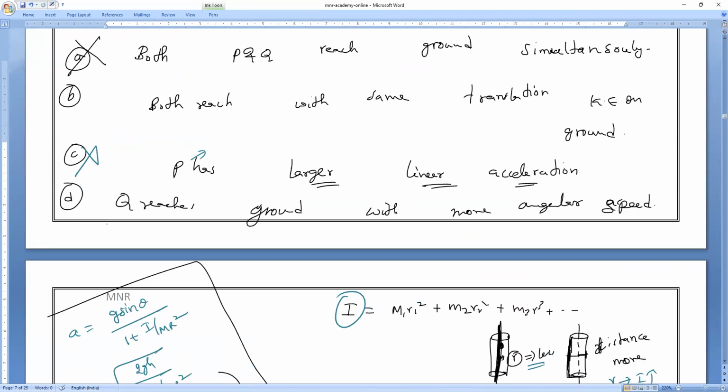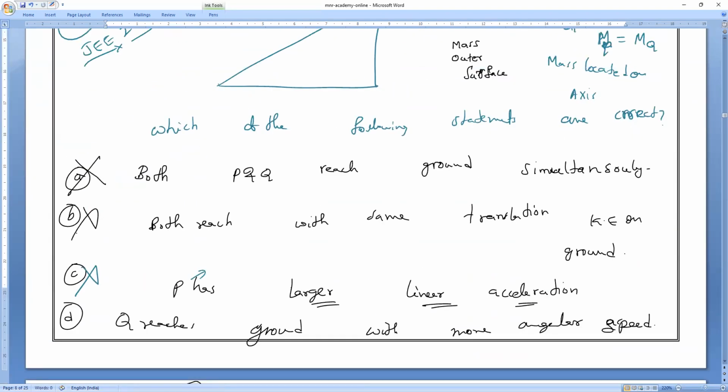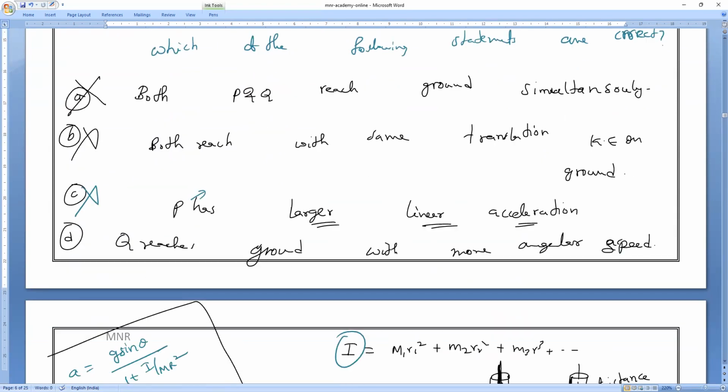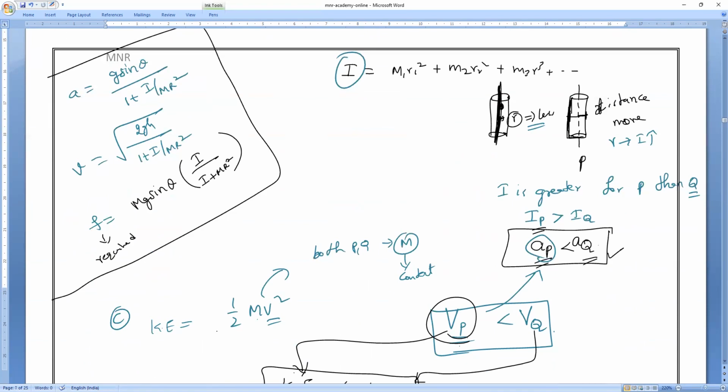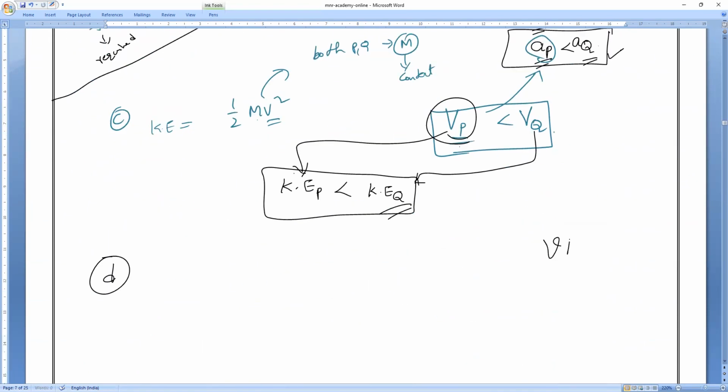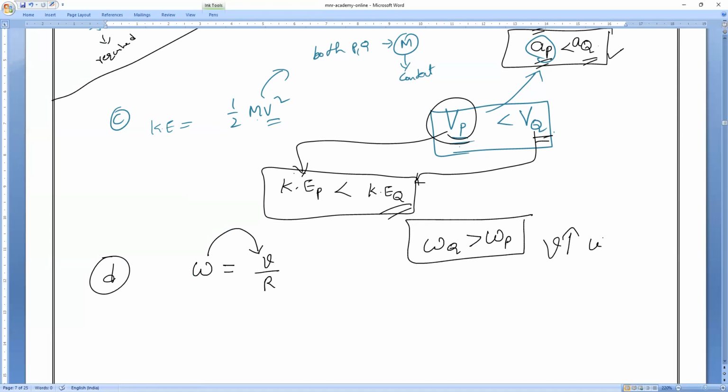Next, last one, option D. So option C is also wrong, option B is also wrong. And option D: Q reaches the ground with more angular speed. Let us verify now. We all know that if velocity increases, angular speed also increases. Of course, we know R is the same. So omega is equal to V by R. So omega depends on V. Velocity of Q is more, so angular velocity of Q is greater than angular velocity of P.